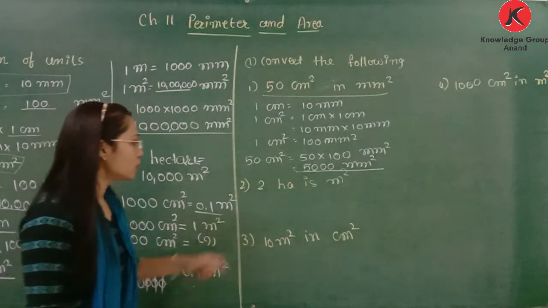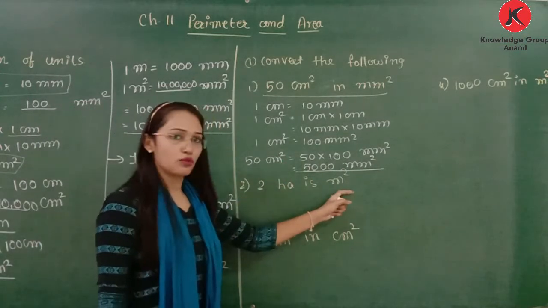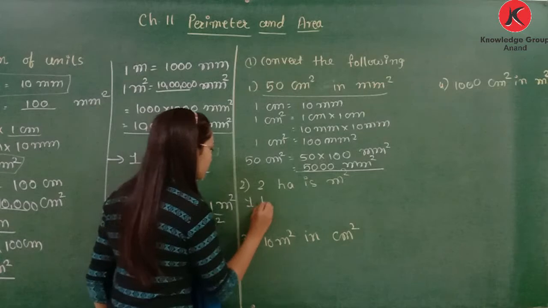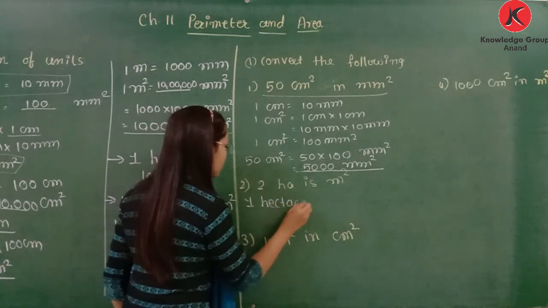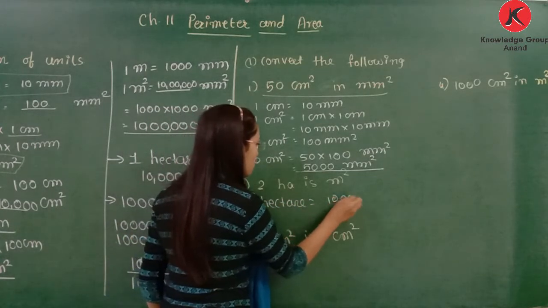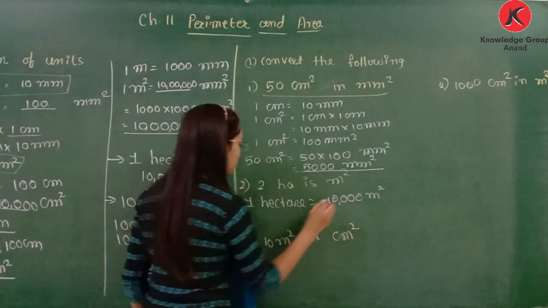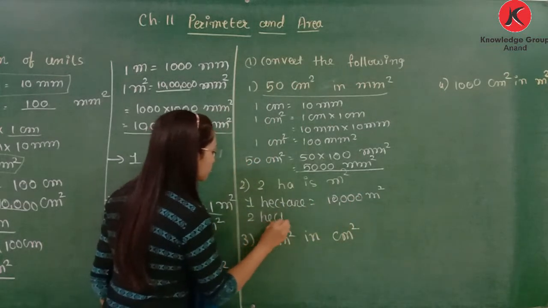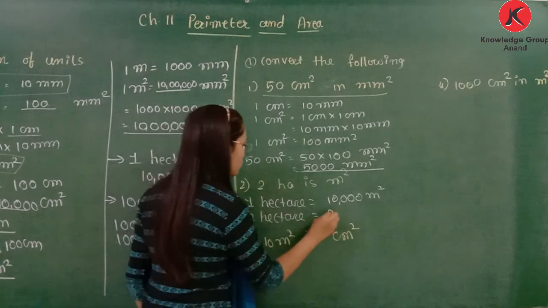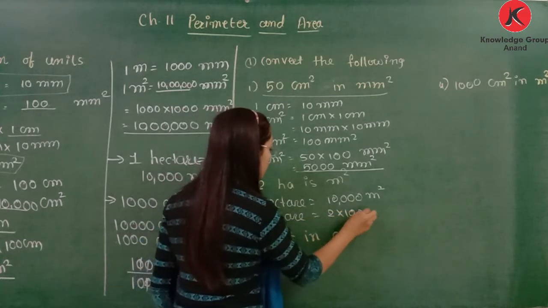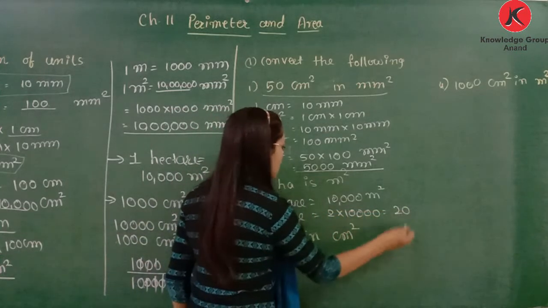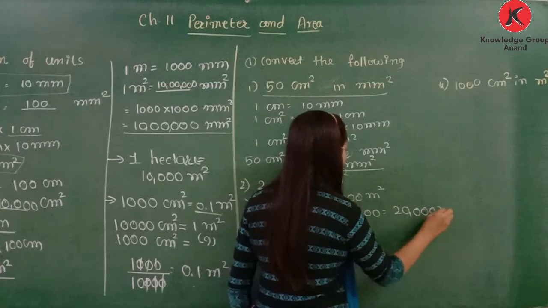Clear? Now next one. 2 hectare in meter square. Now we know that 1 hectare is equal to 10,000 meter square. So 2 hectare is equal to 2 multiply 10,000. That is 20,000 meter square.